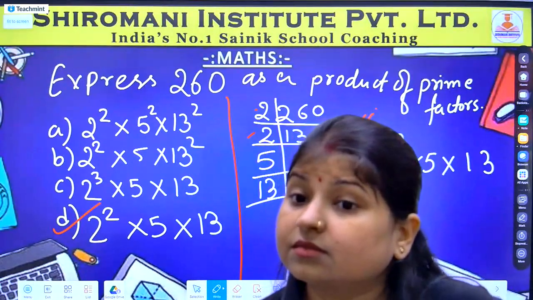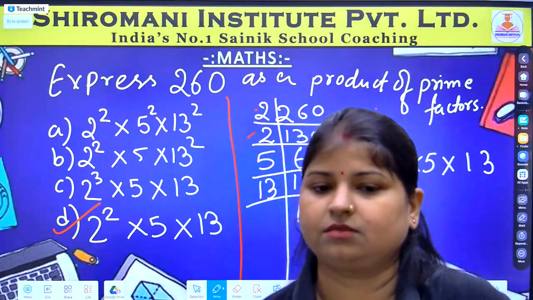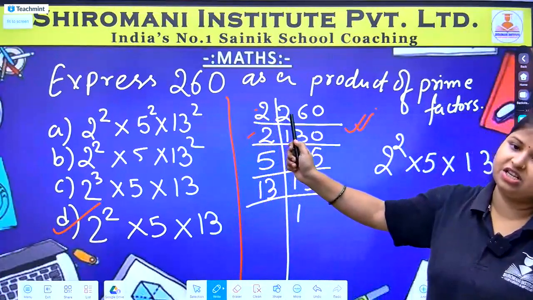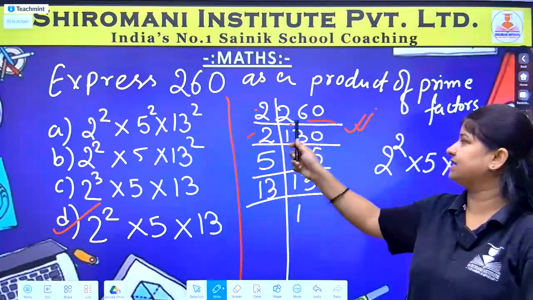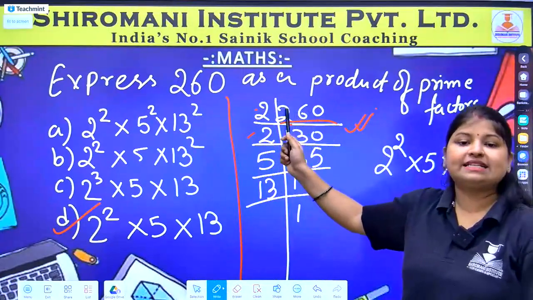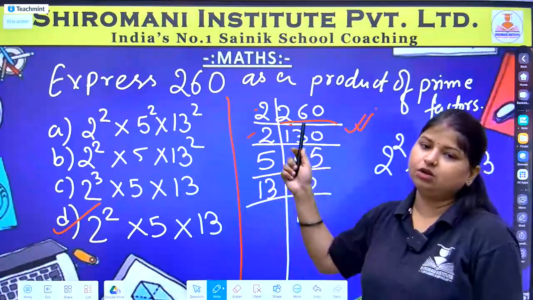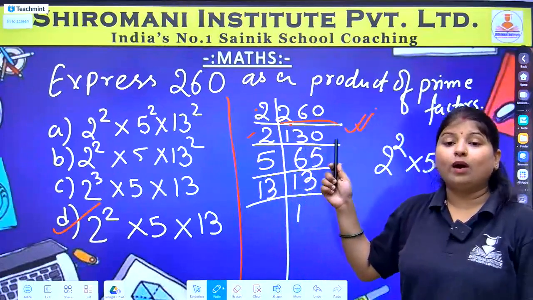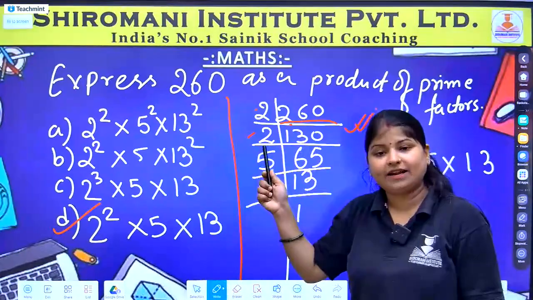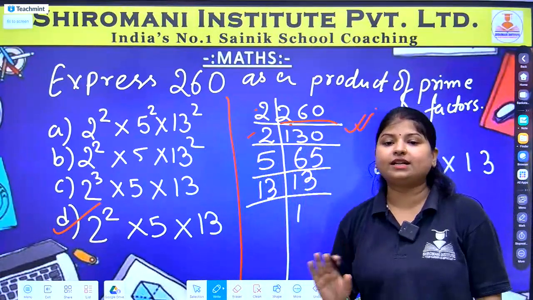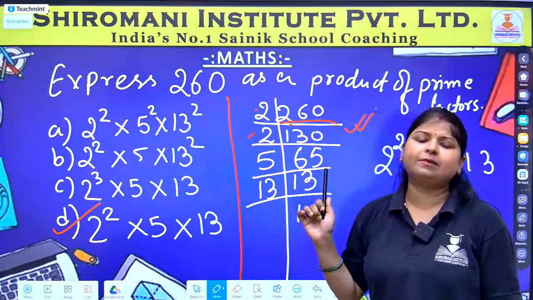Ma'am, could you explain again? Beta, when you find prime factorization, so you have 260, right? Divide 260 by 2 because it has 0 at the end. It will be divisible by 2. You get 130. 130 again divisible by 2. You get 65. Now the 65 is not an even number, so it won't be divisible by 2.